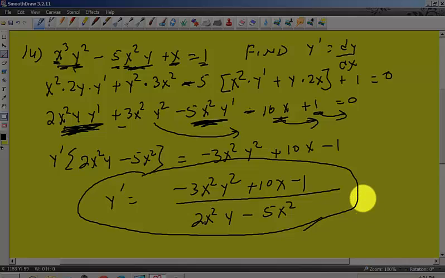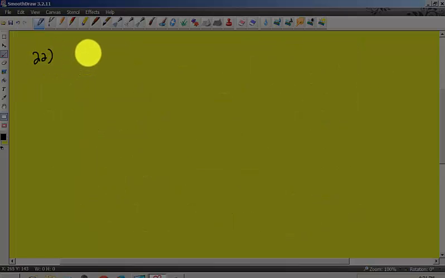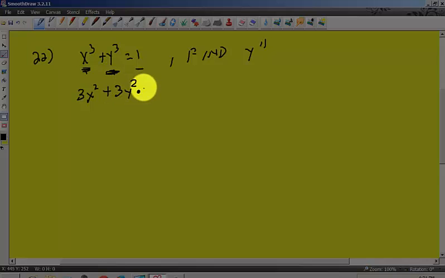There it is. Alright, I guess that wasn't that bad. Okay, let's try a second derivative, which is 22. I have x to the third plus y to the third is equal to 1, and they want me to find y double prime. So we're going to take the derivative as is. The derivative of the first term is going to be 3x squared, that's easy, plus, when I take the derivative of that, I'm going to get 3y squared times y prime. And of course the derivative of 1 is 0.